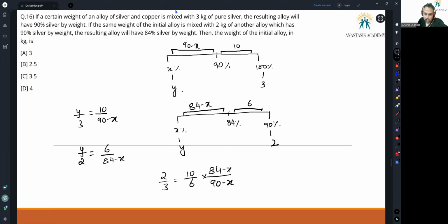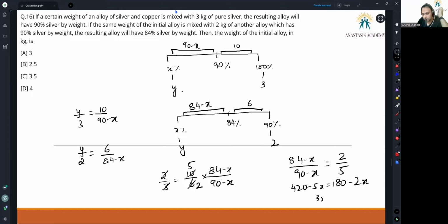So cancel 5, cancel 2. I've got what now? 84 minus X by 90 minus X is equal to 2 by 5. So 420 minus 5X is equal to 180 minus 2X, or 3X is equal to 240, X is equal to 80. If X is indeed equal to 80, can you see?